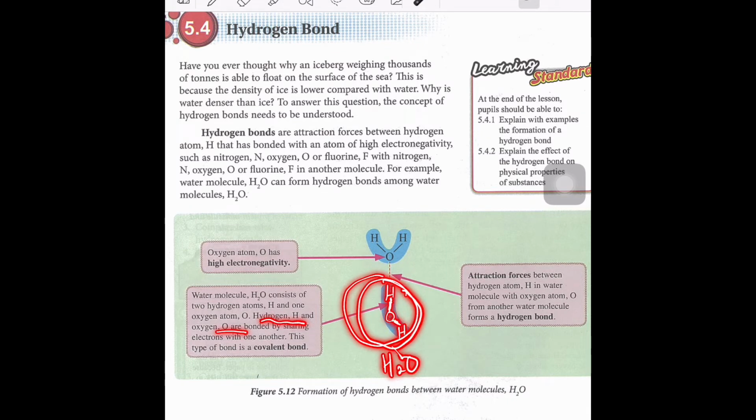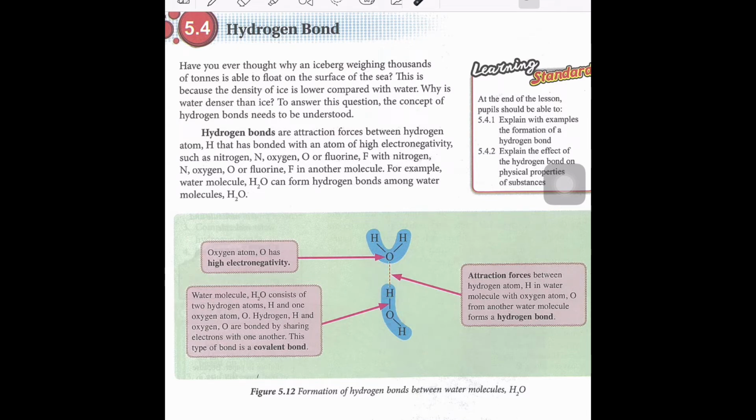bond. Tapi when the hydrogen from one molecule forms a bond or attraction with the oxygen of another molecule of water, itu hydrogen bond. Di dalam is covalent bond.